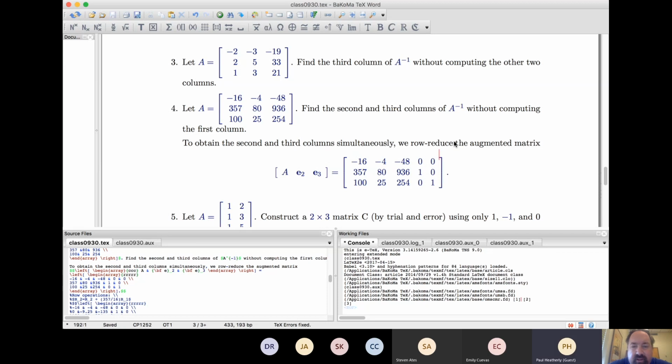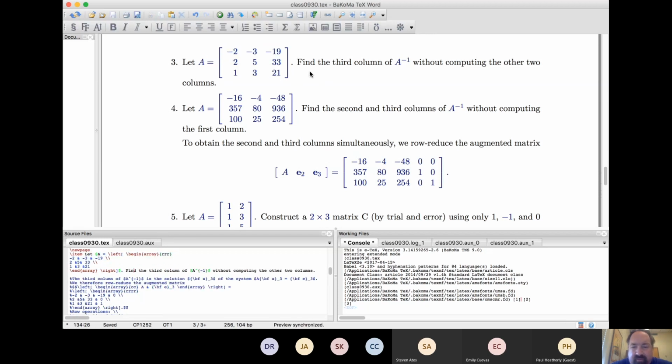Repeat, please. Are we skipping 3? Yes, I did skip 3, but because they're essentially asking for the same thing. But as I said, when I post these notes, I will have the solution to this included.